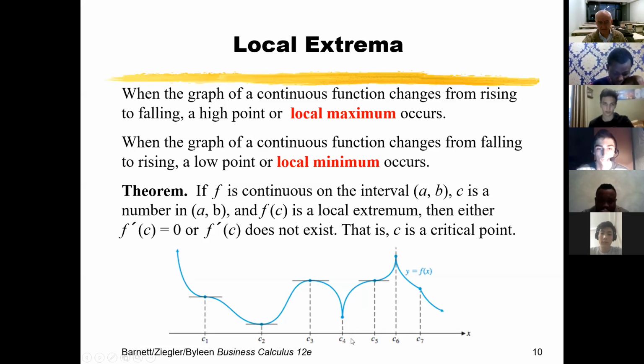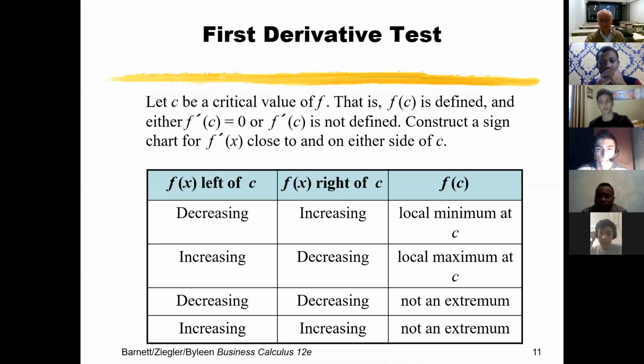Okay. And now the last question on this slide. All these points are critical points because at any point we have derivative zero or derivative does not exist. We have just talked about how to find whether f(c) is a local minimum, local maximum, or neither. Look carefully at this slide, and if you have any questions, you can ask me.